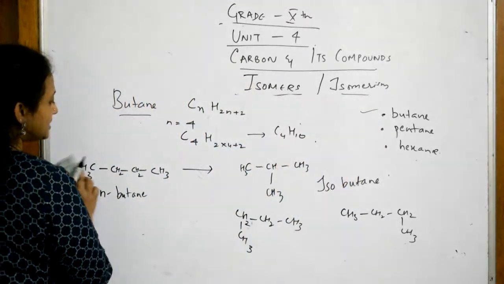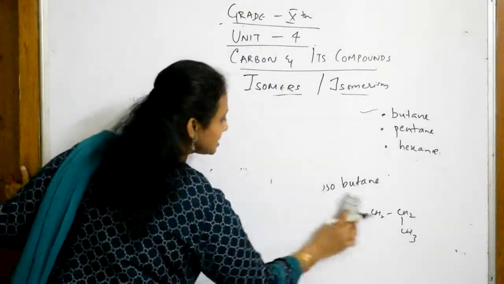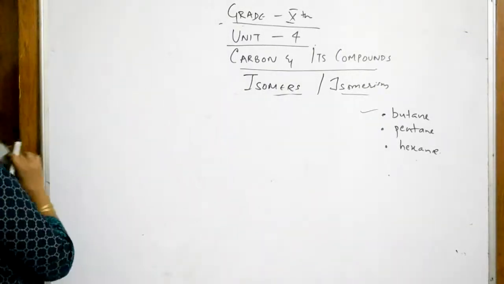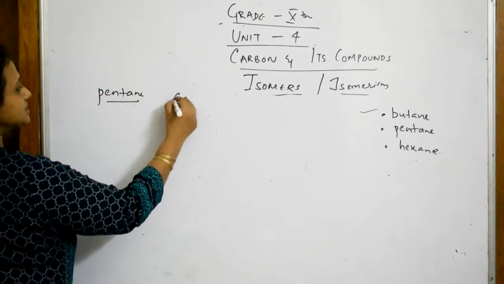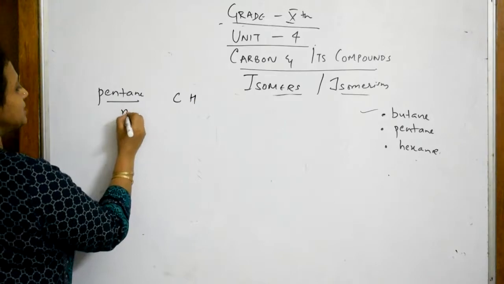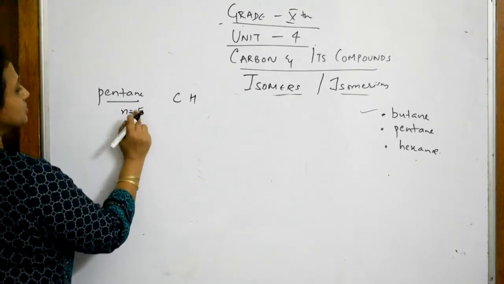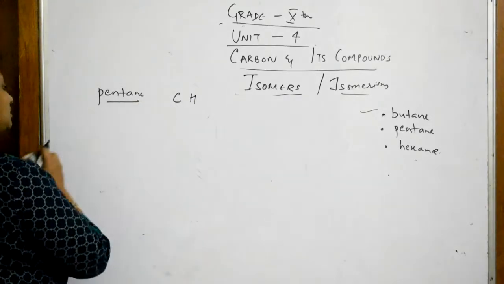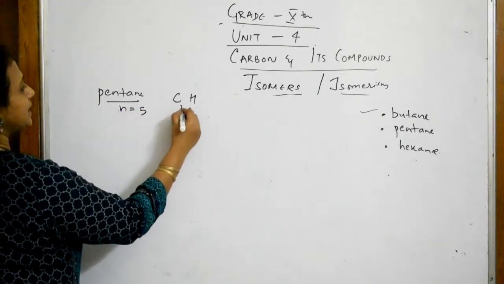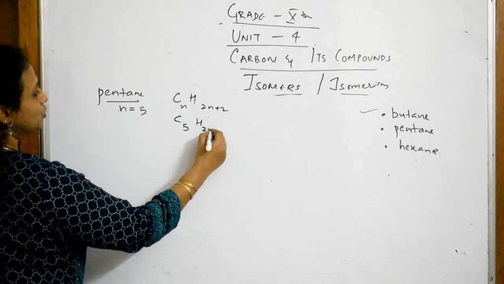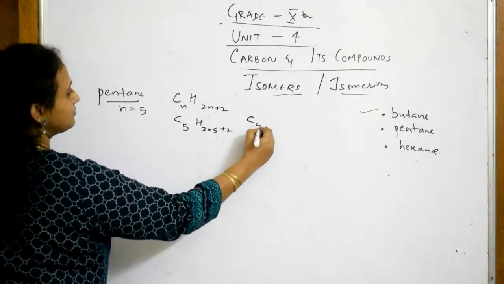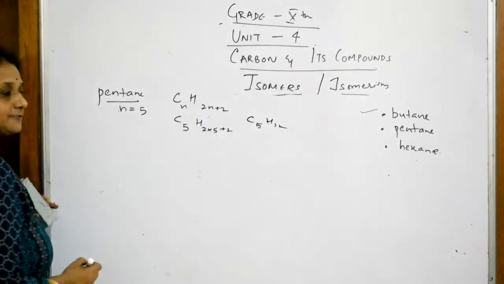So basically, when I take pentane, pent means how many carbon atoms? 5 carbon atoms. So pentane, if I have to write, just see here, n is equal to 5. So the general formula is CnH2n+2. C5H, 2 into 5 plus 2, C5H12. So I have to write this.